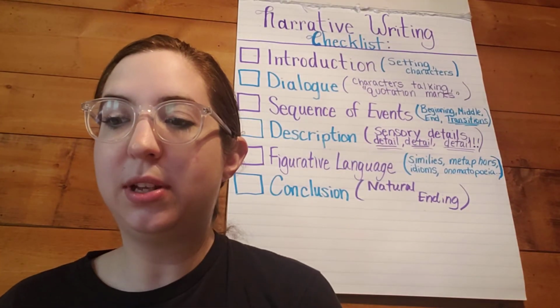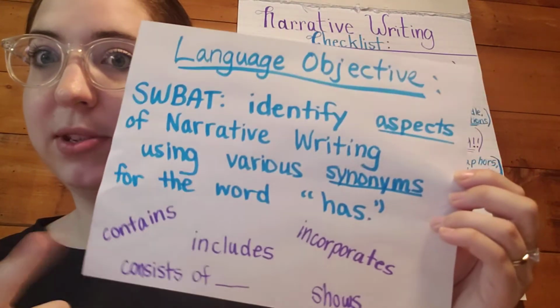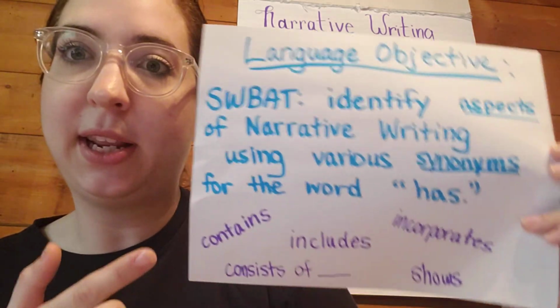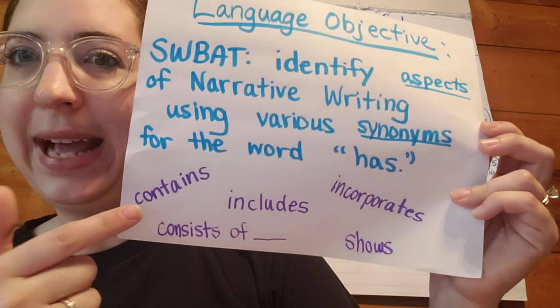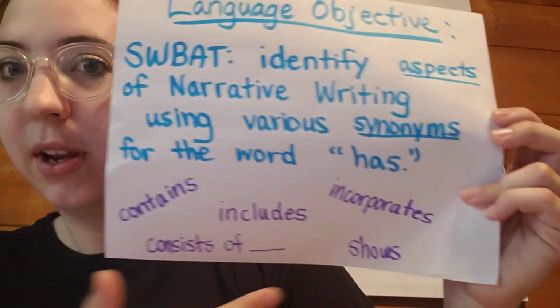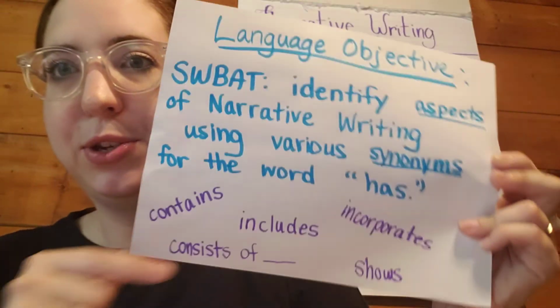Okay? But just remember, let's keep in mind our language objective for this lesson. Were you able to meet this goal? Are you able to describe and identify the parts of narrative writing using this synonym for the word has? Have you tried using any of these words? I used a bunch of them during this lesson, so I hope that you heard me using these synonyms and tried them on your own.